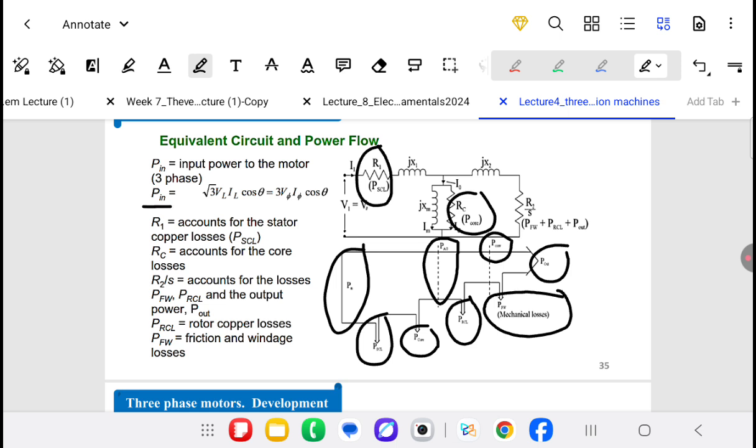The input power equals root 3 V line I line cosine theta, or 3 V phase I phase cosine theta, which are the voltages and the currents of the stator. We have also the rotor resistance. We obtain the rotor copper loss from the rotor current.